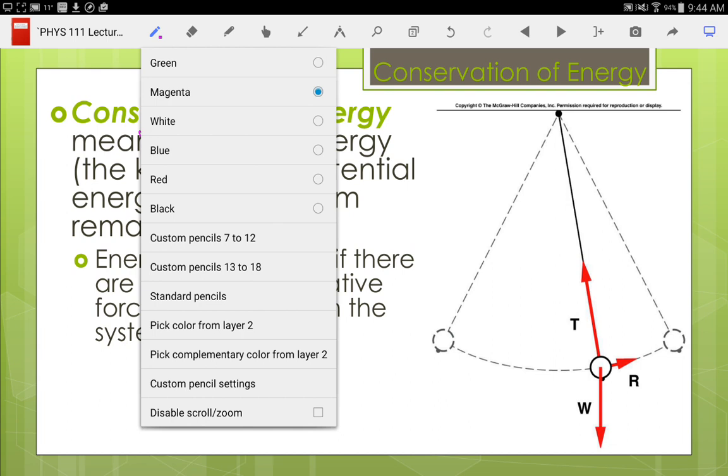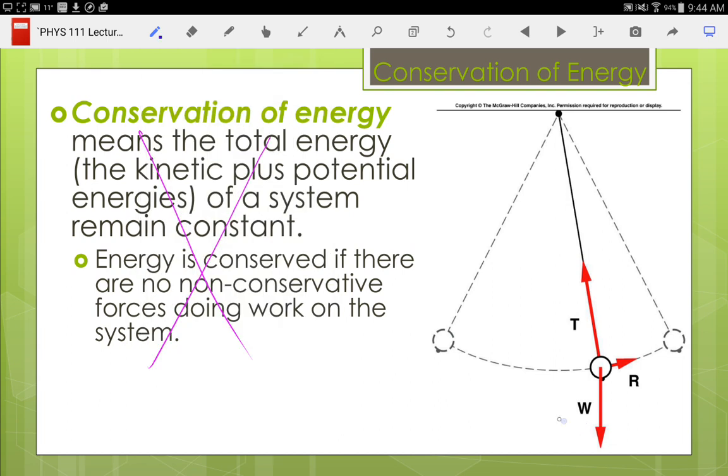Okay, Denford, I heard you answering. Okay, so this here is the force of gravity. What else? Okay, so the force of tension. And there's no force in that direction. That's not a force. That's the velocity vector. Way to confuse us, right?